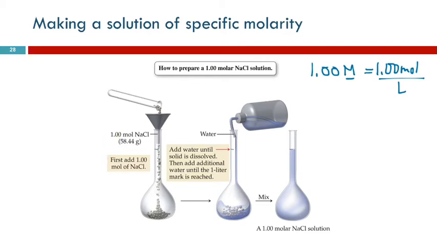So we weigh out 58.44 grams of sodium chloride, we put it in a volumetric flask. This is a flask that's designed to hold a particular volume, in this case 1 liter. We add some water, we get that to dissolve, we mix it up a bit, and then we continue adding water until we get the bottom of the meniscus right at that line on the neck. And then you would have to cap it and invert it like 20 times to get it to thoroughly mix. Now we have 1 mole of sodium chloride dissolved in 1 liter of solution.